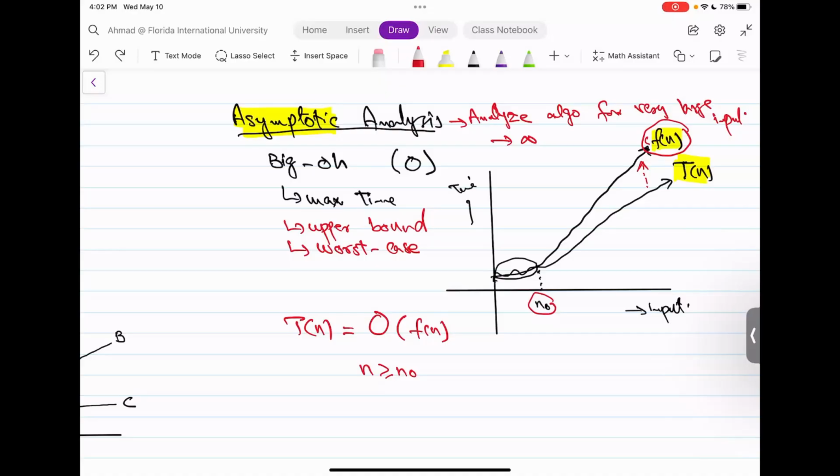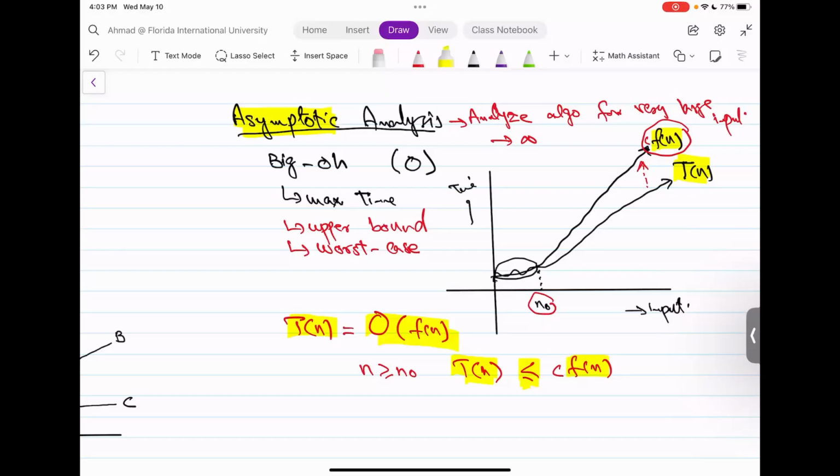And we can say that this T of n will always be smaller than or equal to f of n multiplied by some constant. Even if you ignore the constant, it's all fine at this point. What I'm trying to say is this T of n will always be smaller than or equal to f of n, and will never grow beyond f of n. If that is the case, we say that T of n is big O of f of n, right?